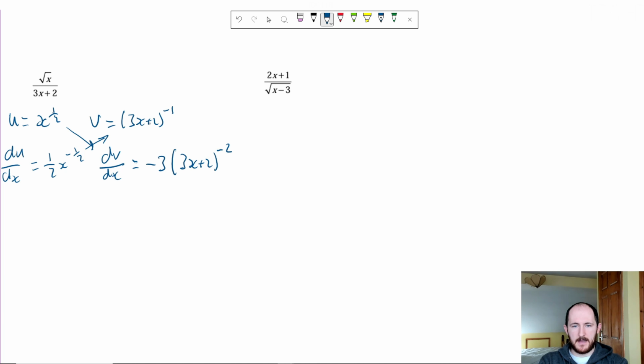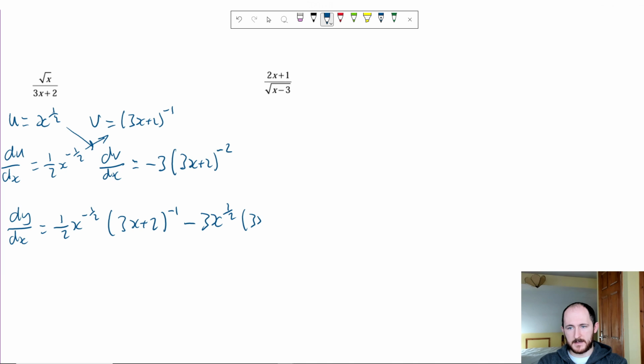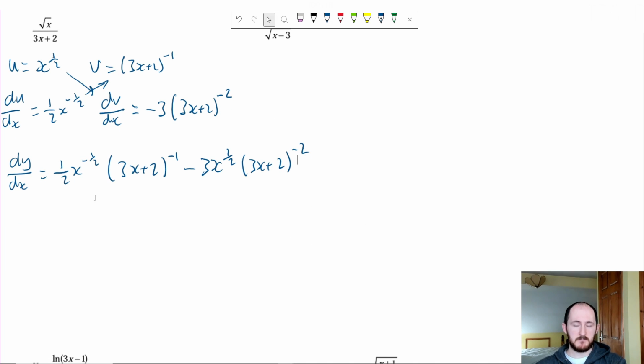So the first thing we're going to have is, for dy dx, a half x to the minus a half times 3x plus 2 to the power minus 1. And then it's technically going to be a minus because we have a minus here. Timesing those two, we get 3 x to the half times 3x plus 2 to the minus 2. And again, that is the correct answer.